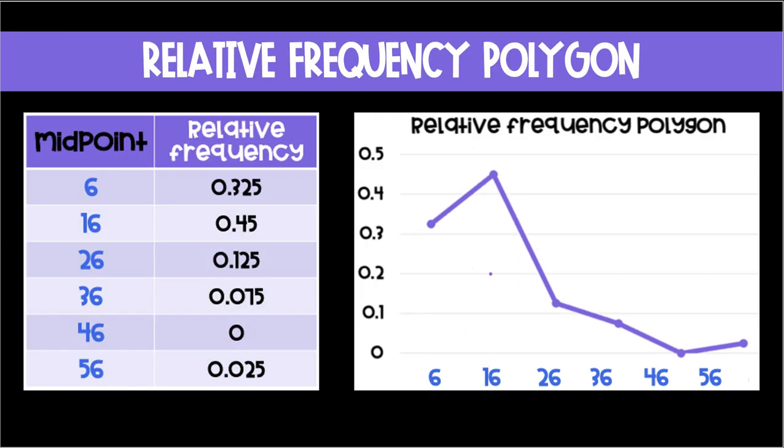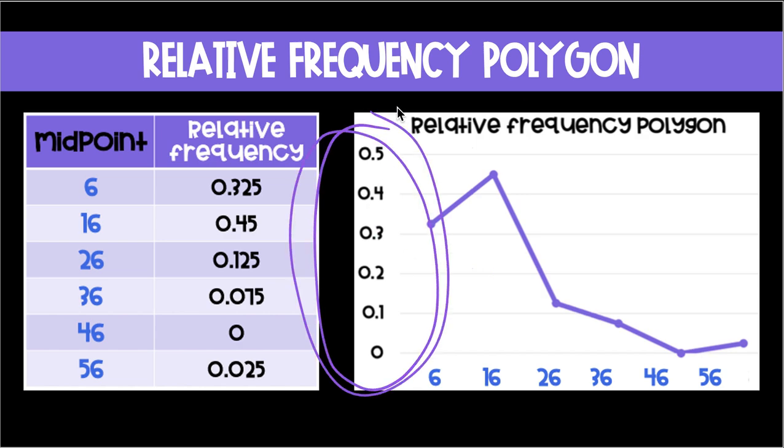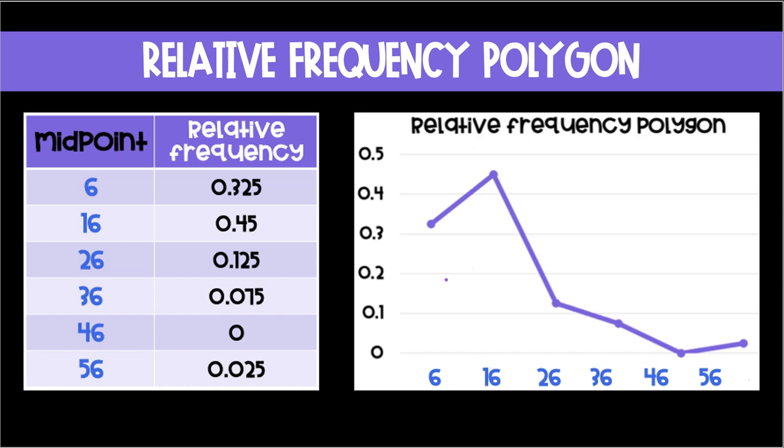If we use the relative frequency, the shape of the polygon doesn't change, but if you notice, our count, our frequency, changed to be relative frequency. And you can write it as a percentage form or as a decimal form.